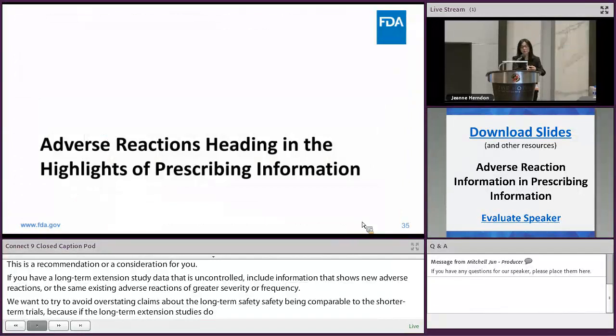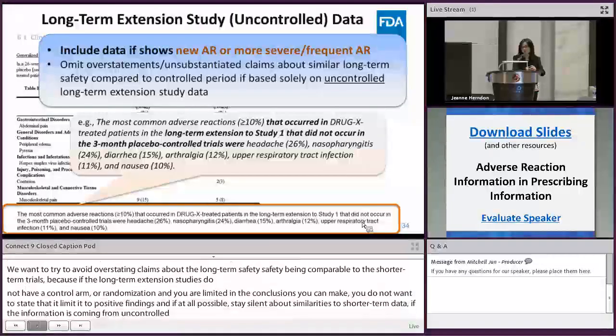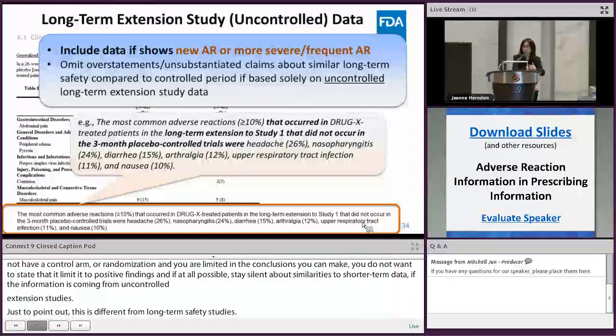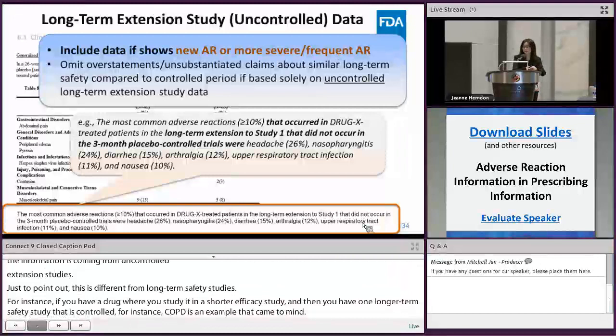And just to point out, this is different from long-term safety studies. So for instance, if you have a drug where you study it in shorter efficacy studies, and then you have maybe one longer-term safety study that's controlled, COPD is an example that came to mind, then you can make statements about the adverse reactions because it's controlled and you have more confidence in the data. You can include information about being comparable to the shorter-term treatment.